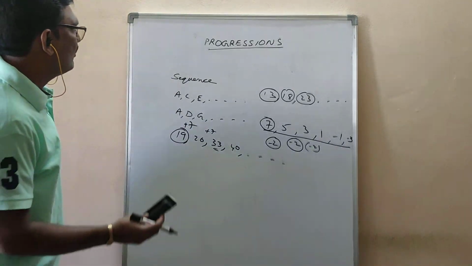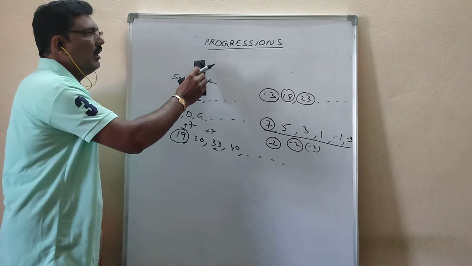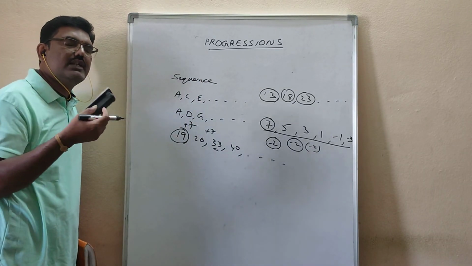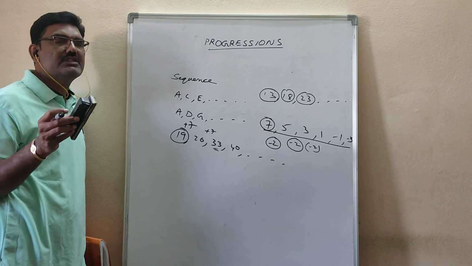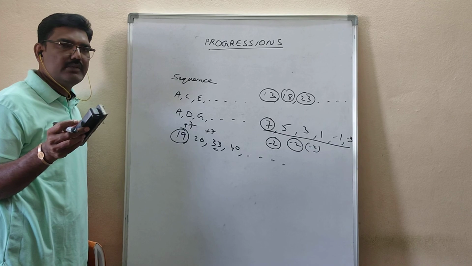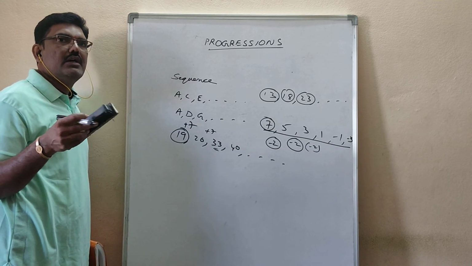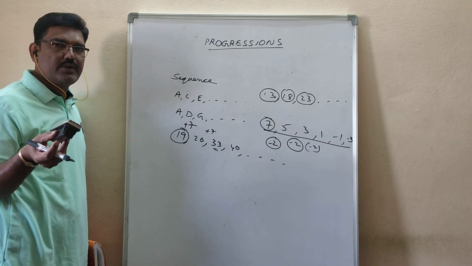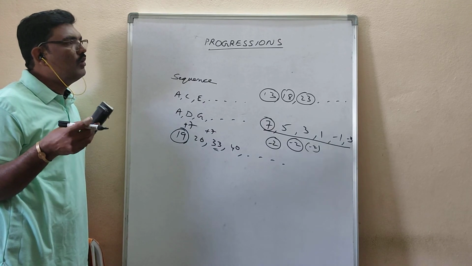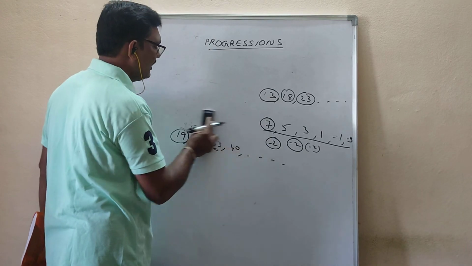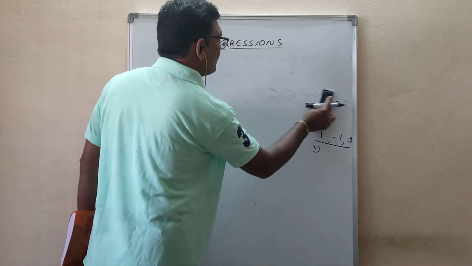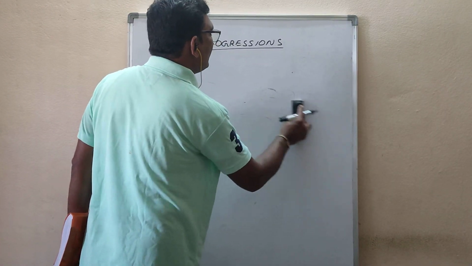Okay. Now, among the types of progressions you will get geometric progression and also harmonic progression, but harmonic progression is not there in the 10th class syllabus. So, no need of discussing harmonic progression. Now, we will go deeply into arithmetic progression. Next, we will see about geometric progression. First we will go to arithmetic progression.